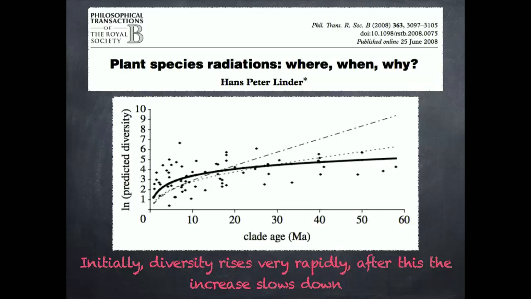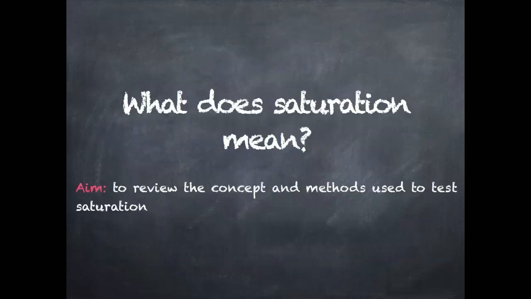He explains that it's when there is an initial rise in diversity that lasts for a few million years, and then this decreases or slows down. This kind of pattern is known as saturation or bounded diversity. And we wonder, what does saturation mean? So we started reviewing papers, and we noticed that it's used in different contexts, from community ecology to evolutionary biology. And we set up the aim to review the concept and the methods used to test for it.